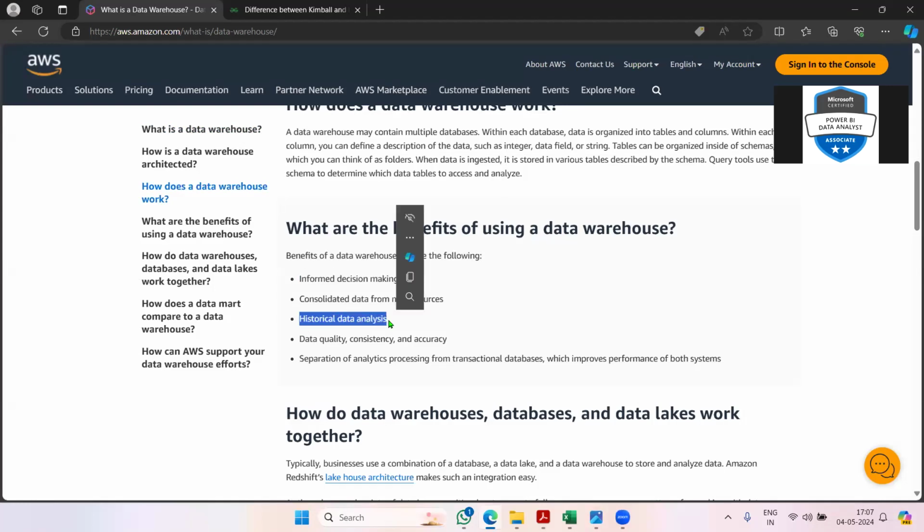So next one, historical data analysis. This is very important, right? A data warehouse is going to maintain the history of the data. Now, what is meant by history of the data, right? Suppose we have a student Abdul, and Abdul has his home address. Now he has been in Sydney for the last 5 years. Before the 5 years, he was in Melbourne. Before that, maybe he was in Perth, right?